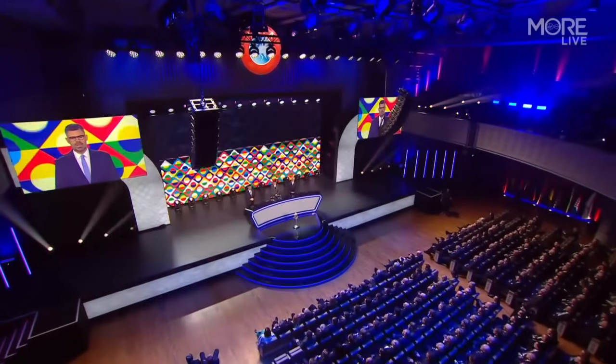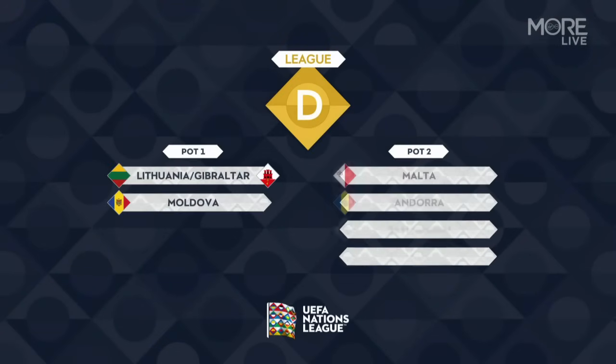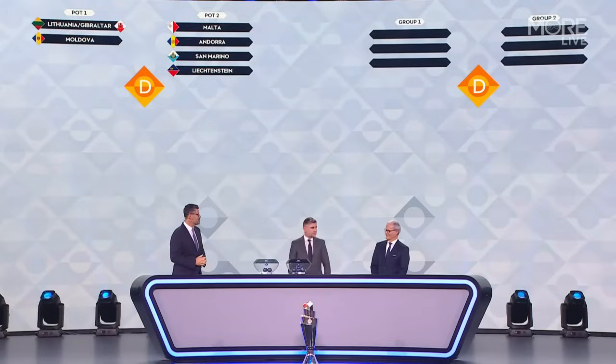And those are the 7 teams. They're split into 2 pots as follows. In pot 1 are Moldova and either Lithuania or Gibraltar, who meet in the League C relegation playout in March. While in pot 2, we have Malta, Andorra, San Marino, and Liechtenstein. Over to you, Giorgio. Let the draw begin.